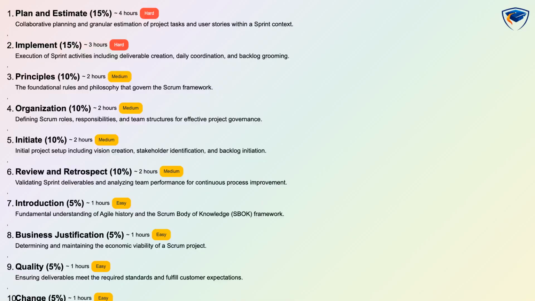This exam covers 12 domains with exact weights. Plan and estimate 15%, implement 15%, principles 10%, organization 10%, initiate 10%, review and retrospect 10%, and 6 supporting domains at 5% each for introduction, business justification, quality, change, risk, and release. Knowing these weights helps you prioritize study time and practice the scenario-based questions.